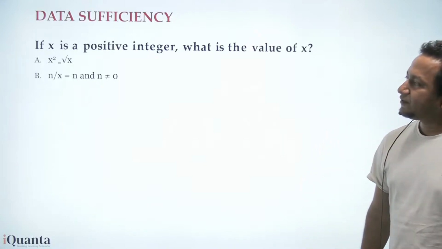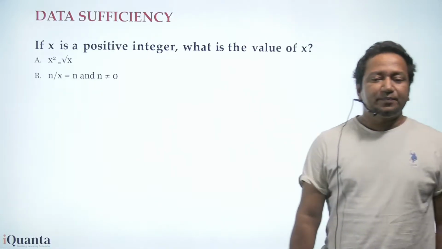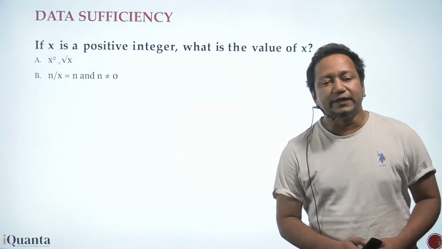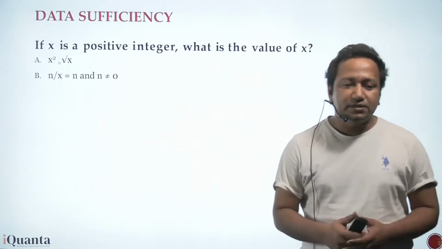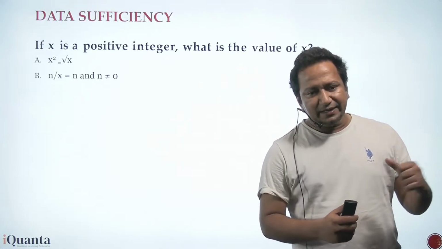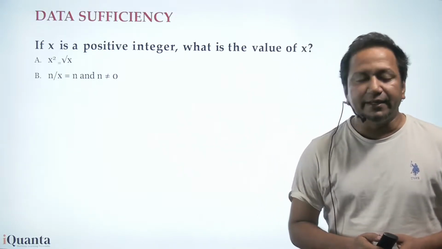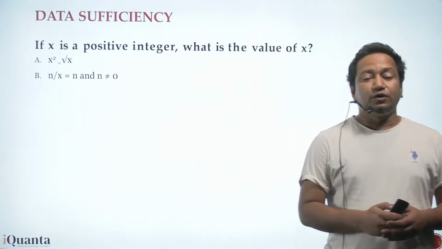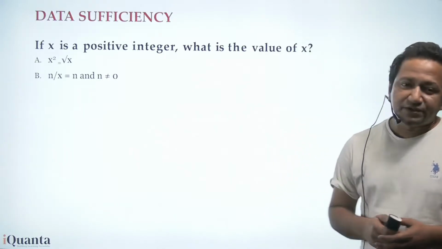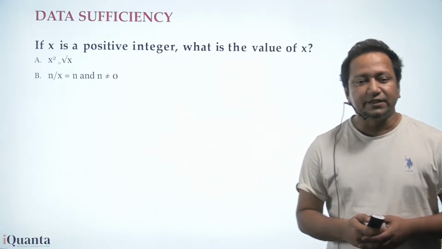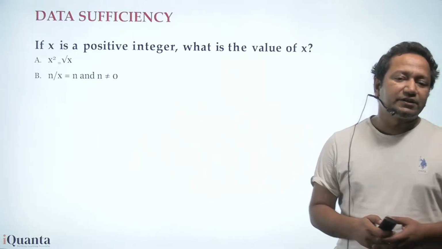So here goes the first question. If x is a positive integer, what is the value of x? Statement A says x square is equal to square root of x. Statement B says n upon x is equal to n and n is not equal to 0. So now we have to use our mathematical skills and observation skills to analyze whether these statements are sufficient to answer the question or not.